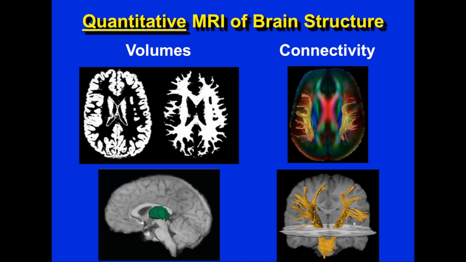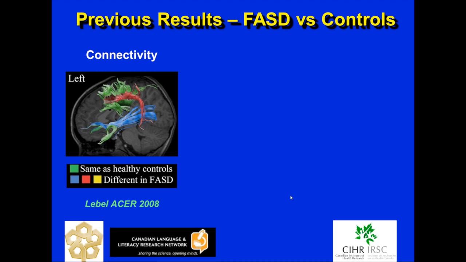These are the corticospinal tracts, important for motor function. We can measure these things non-invasively using MRI in children. Some of our previous results, prior to getting involved with NeuroDevNet, which was also funded by Networks of Centres of Excellence and the CIHR, our Canadian funding agency, showed abnormalities in FASD in the white matter tracts involved in connectivity, indicated by these red and blue symbols.